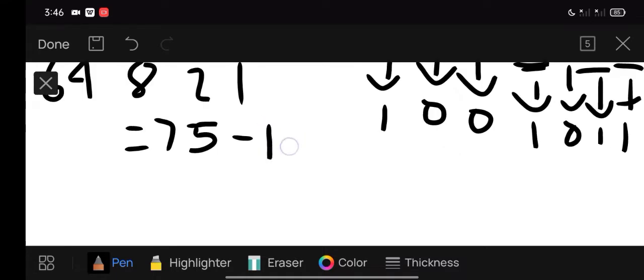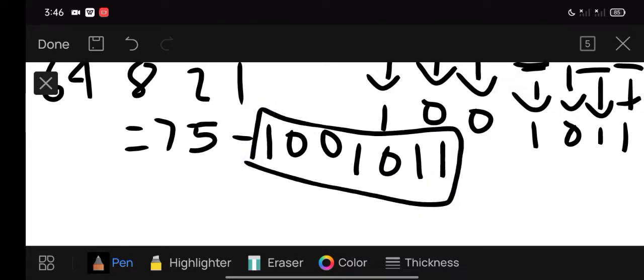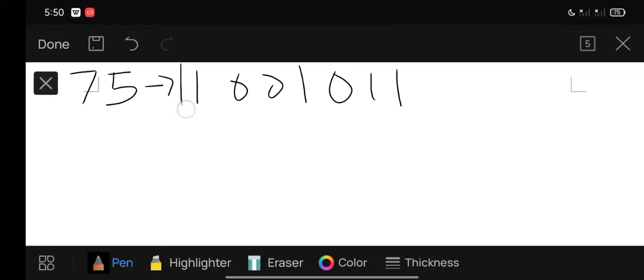So 75 is equal to 1001011. And this is the subtraction method on how we can convert the decimal to binary. Now the second involves successive division, and we will use our example, which is 75 equal to the binary number 1001011. Let's confirm this using successive division.